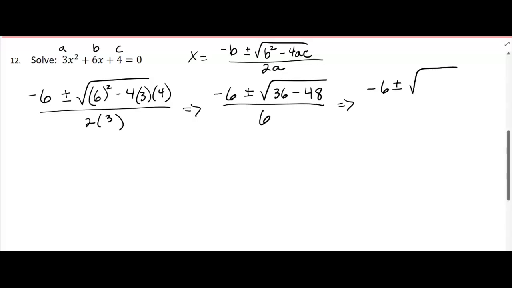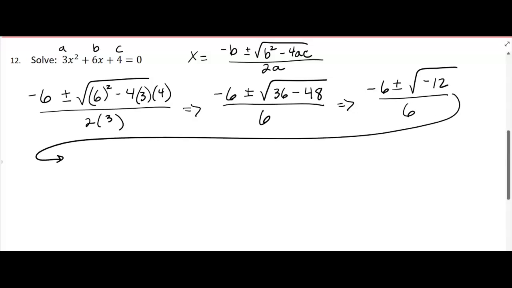Now, what do we get here? 36 minus 48 is a -12. Sometimes students don't like to put the negative on that 12, but it is negative. And it makes a big difference in our answers. Okay, it means we're going to get imaginary answers. Okay, this is how I would complete it. So I'm going to come around here. -6 plus or minus. That's going to be an i times the square root of 12.